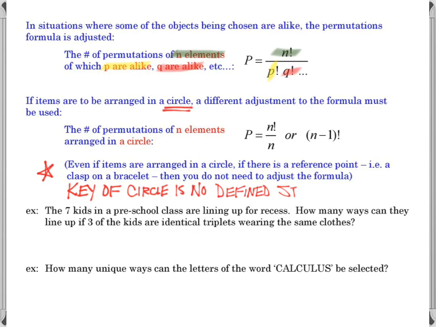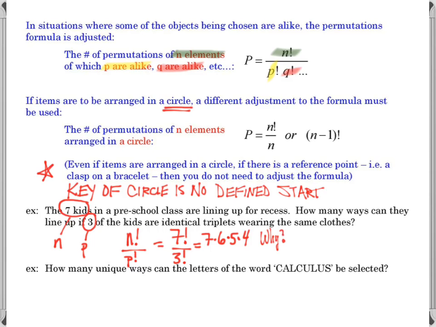And so the key with the circle is that we have no defined start, which is why we divide by the number of things in that circle. So if I look at 7 kids, 3 of them are the same clothes, so we're just going to assume they are the same, and they're not the same person. So it's n factorial over p factorial, which is 7 factorial over 3 factorial, and 3 is the number of triplets. And I get 7 times 6 times 5 times 4 when I divide out the 3 times 2 times 1.